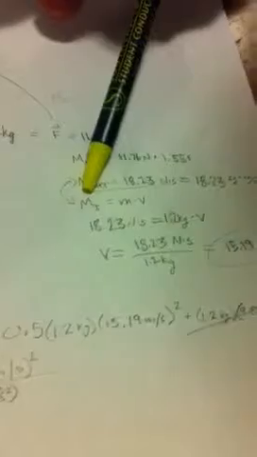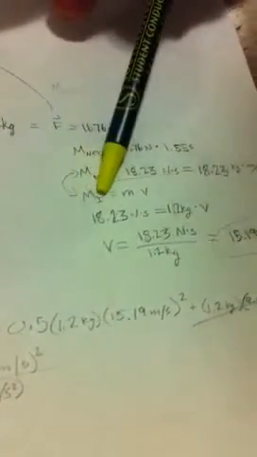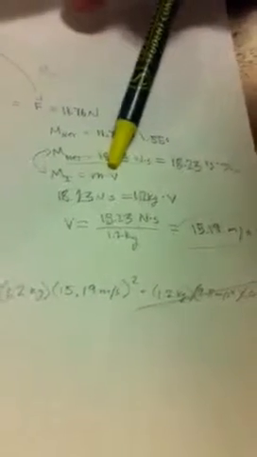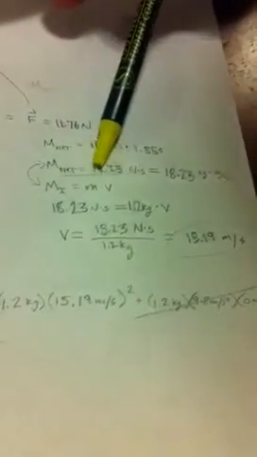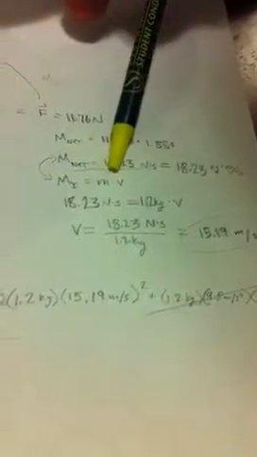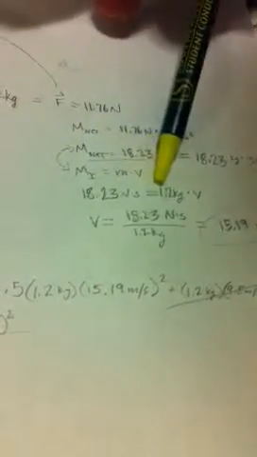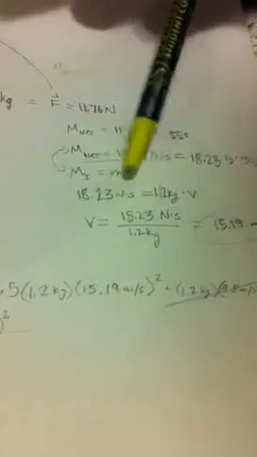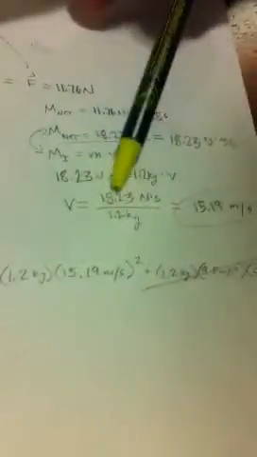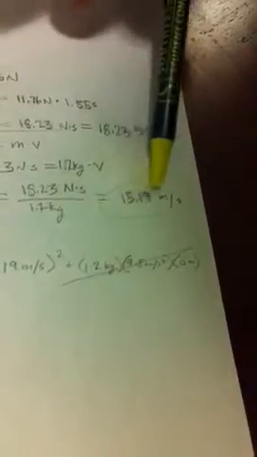Now you plug it back into your momentum initial formula, which is mass times velocity. We know what our momentum is because we just calculated it up here, and we know what our mass is. So you divide your momentum by your mass, and you're going to get your velocity, which is going to be 15.19 meters per second. So that's our velocity.